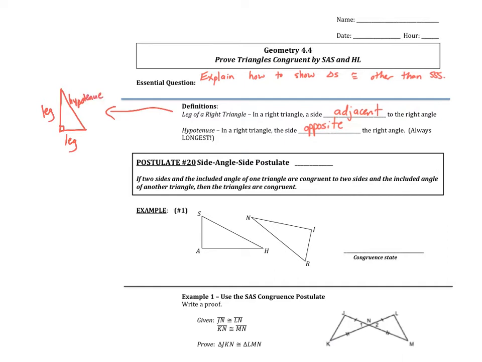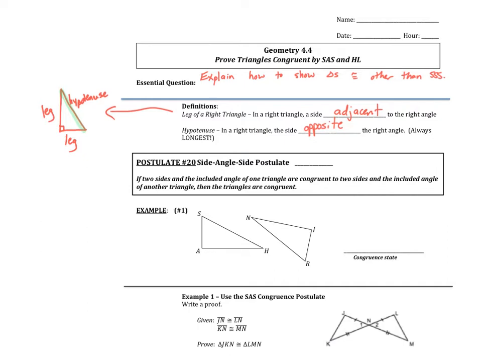It's the side opposite, I didn't spell that right. The side opposite the right angle. And I'll highlight it. This green highlighted side is the hypotenuse, and the other two sides are called the legs. Okay, so it's important we know that the hypotenuse is the biggest side, and it's opposite the right angle.